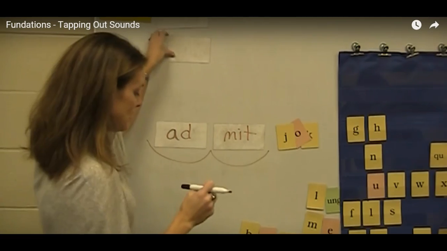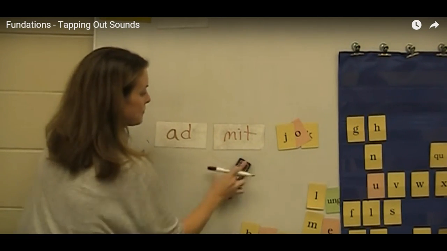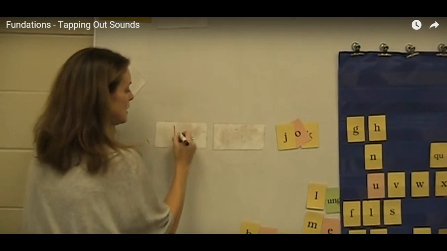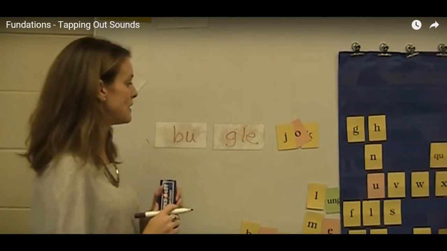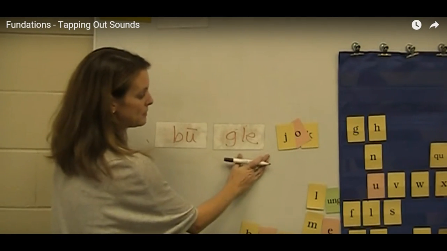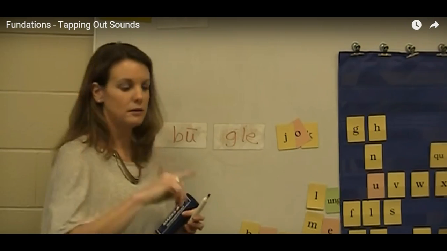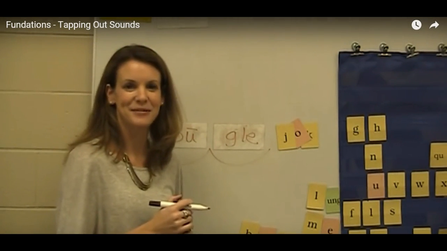One more syllable type is the consonant LE syllable. And since the E is silent, you do not tap that sound out either. This is bugle. And if this is the problem, that's the syllable that's causing the problem, you would do g-gle. Put it together. Bugle. Thanks.